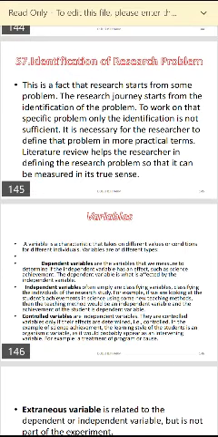So all research starts from a problem. To work on that specific problem, only the identification is not sufficient. It is necessary for the researcher to define that problem in more practical terms. Literature review helps the researcher in defining the research problem so that it can be measured in its true sense.